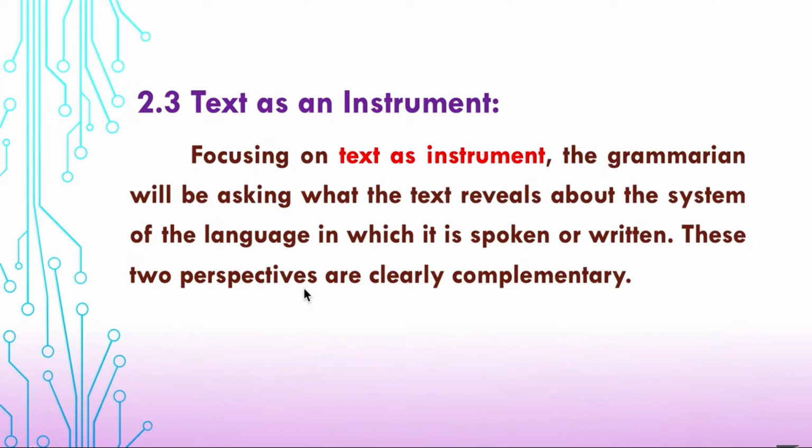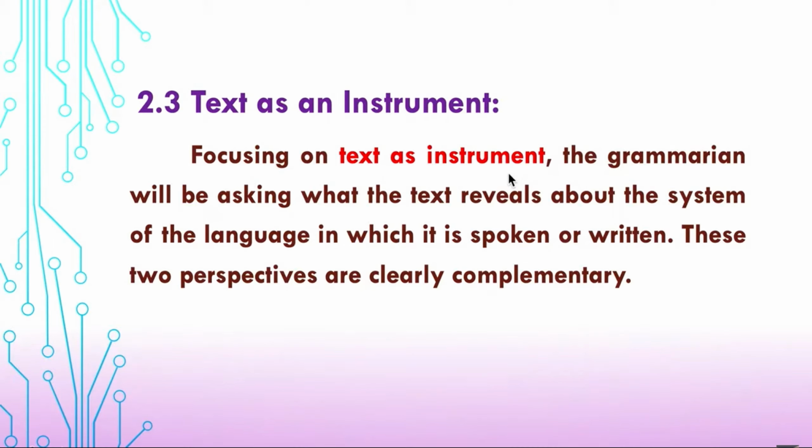Go to the next, 2.3, text as an instrument. Let me read. Focusing on text as instrument, the grammarian will be asking what the text reveals about the system of the language in which it is spoken or written. These two perspectives are clearly complementary. Look here, when we talk about text as instrument, the grammarian will be asking what the text reveals about the system. What the text gives more information about the system of the language, how the language has been formed, how the language has been exploited in writing the text and writing this composition.